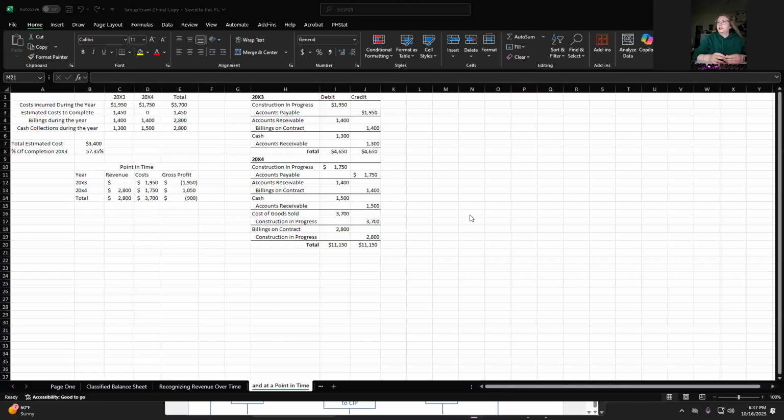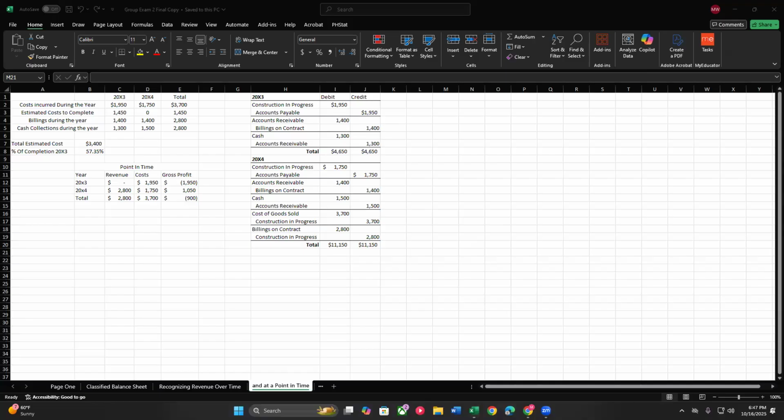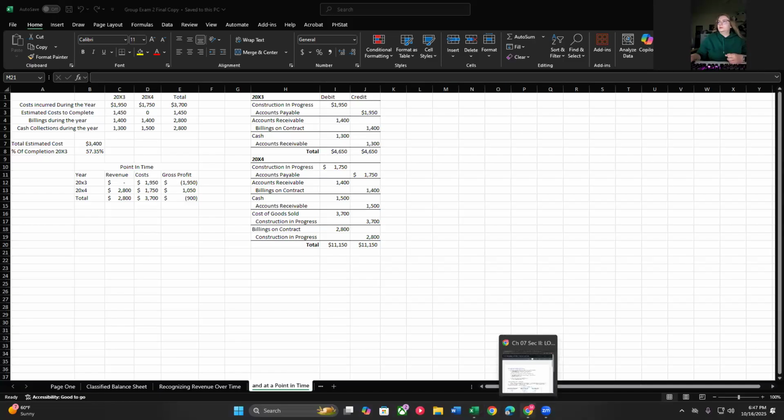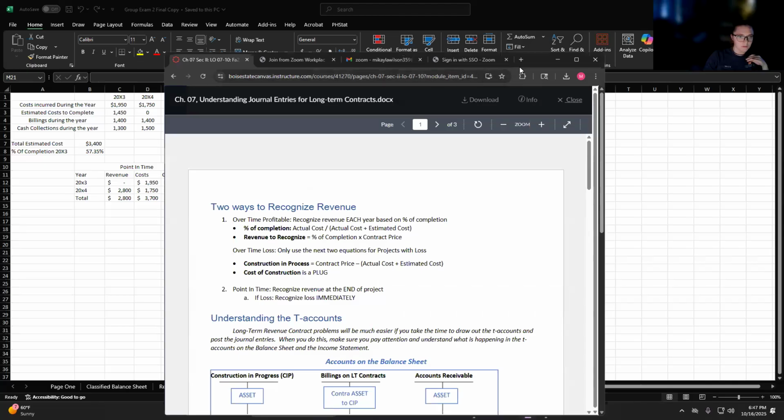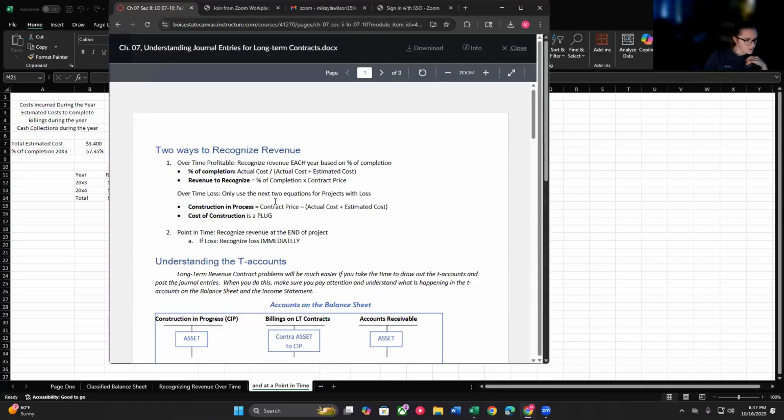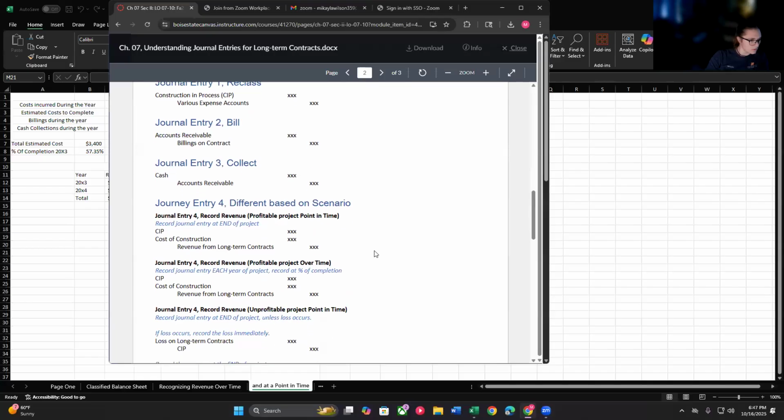I don't know exactly how you would do that. I suppose you can add it there if you want. I'm not entirely sure. I don't remember learning about recognizing losses at a point in time. I thought that was just at the end, but I might be confused. Looking at my journal entries, it doesn't look like I recognized a loss at all.